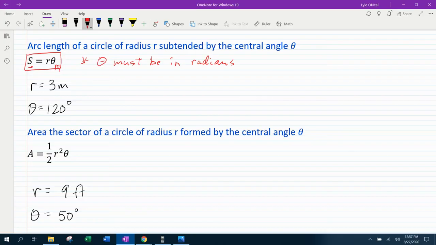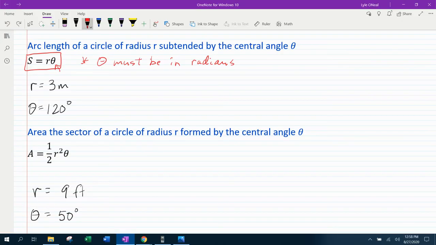Or if they give you S and R and they want you to solve for theta, your answer is going to come out a radian. And then if you need a degree, you'll have to convert it back to degrees, okay? So theta must be in radians to plug into this formula. Theta is going to come out as a radian if you solve for theta.